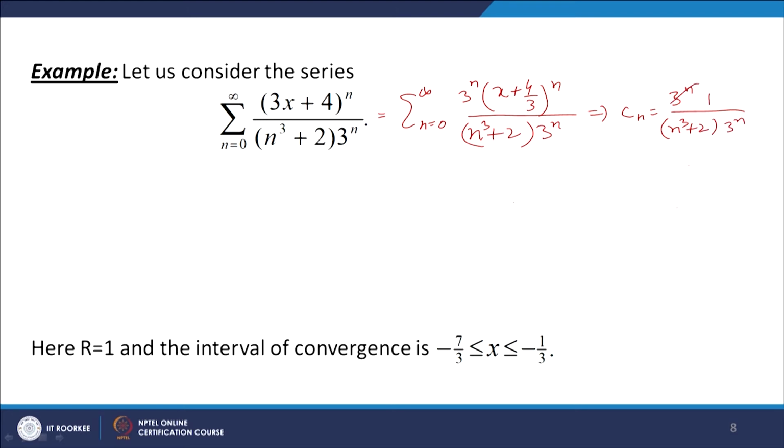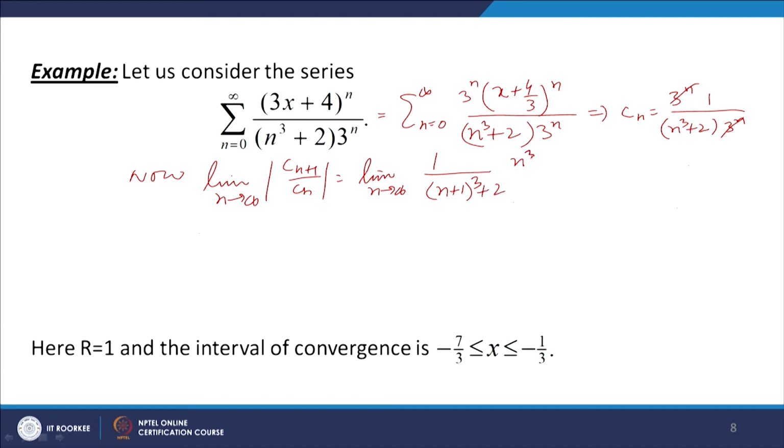So, we get 1 by n cube plus 2. Now, let us find the limit as n tends to infinity of mod of C n plus 1 over C n. So, this is the limit as n tends to infinity of 1 over (n plus 1) whole cube plus 2, and here we have n cube plus 2. Okay. So, the numerator is a polynomial in n of degree 3, the denominator is also a polynomial in n of degree 3. So, we see that the limit is equal to 1.